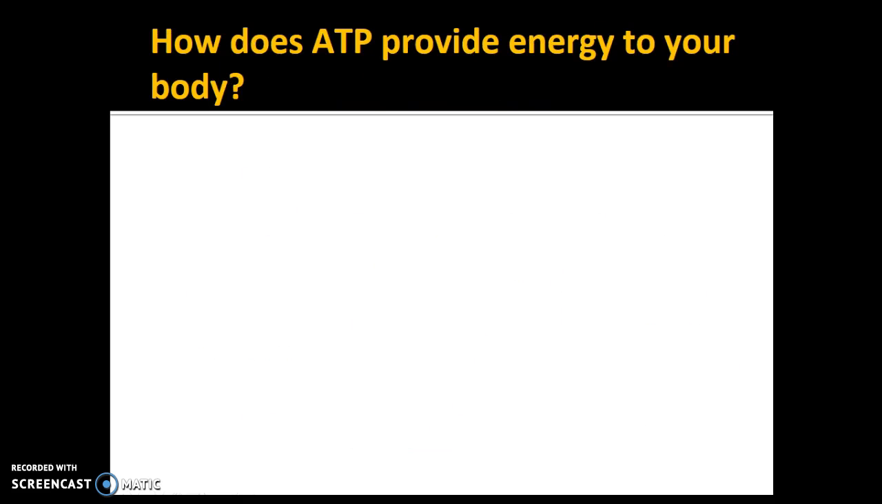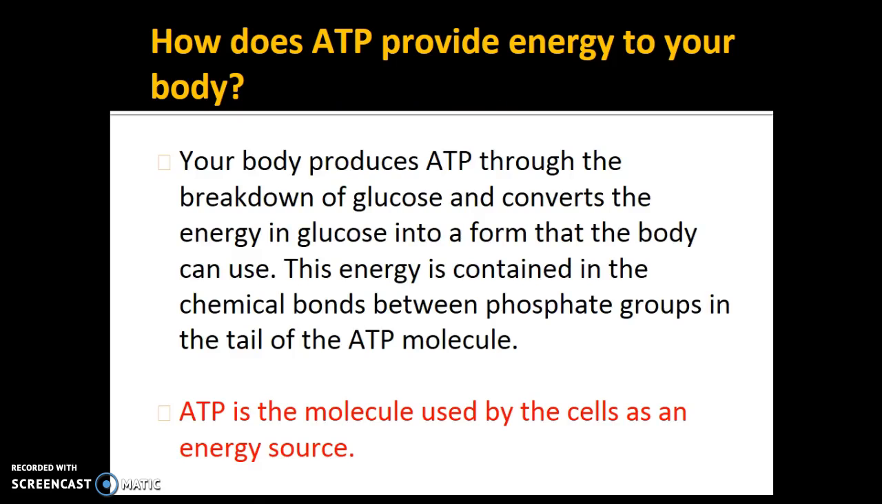How does ATP provide energy for your body? Your body produces ATP through breakdown of glucose and converts the energy in glucose into a form that the body can use. This energy is contained in the chemical bonds between the phosphate groups and the tail of the ATP molecule. So energy is stored in those chemical bonds of the phosphate groups. ATP is the molecule used by cells as an energy source.